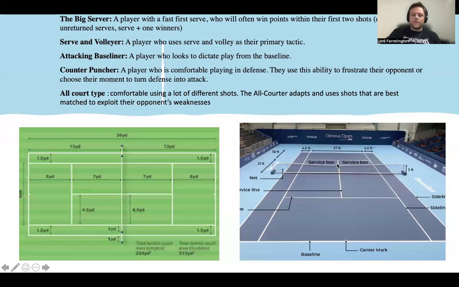Now we look at some different types of tennis players. We'll look at the big server first. He's a player with a fast first serve who will often win points within their first two shots. So you get your aces, your unreturned serves, and so forth.